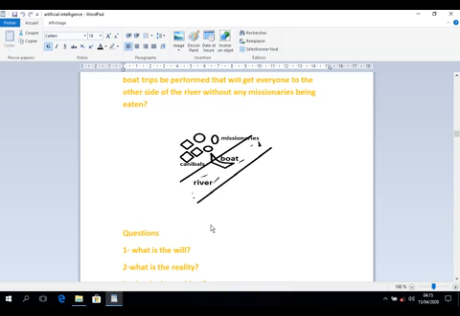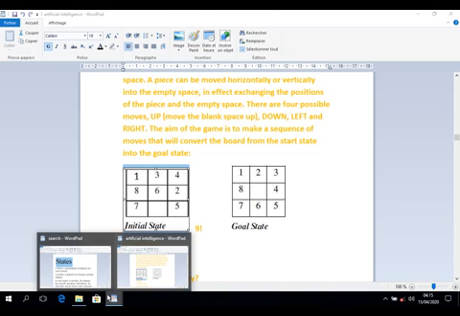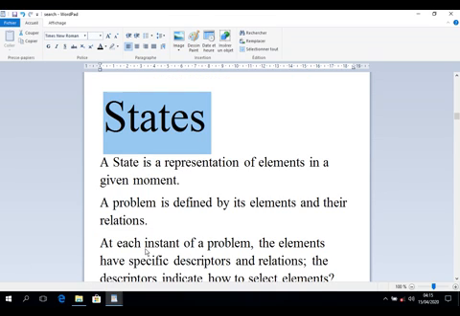Now in this other problem, a state is what? It is the arrangement of the tiles on the board, because the elements are the board and the tiles. So now the state is the arrangement of the tiles on the board. Fine.